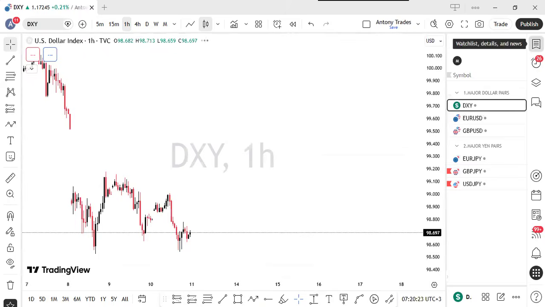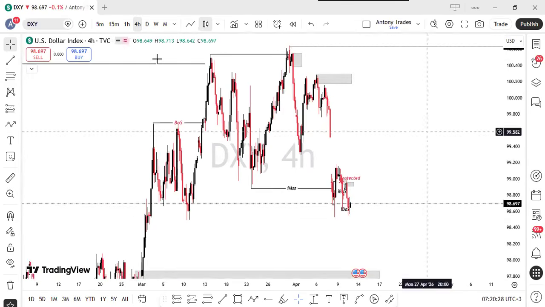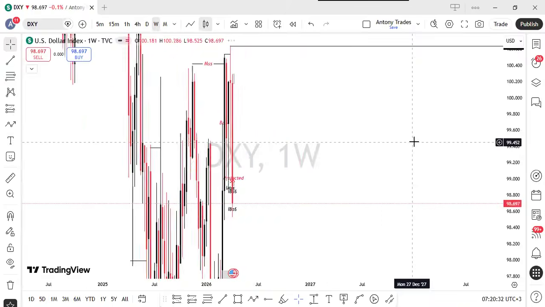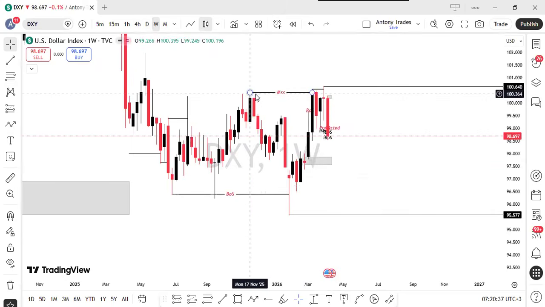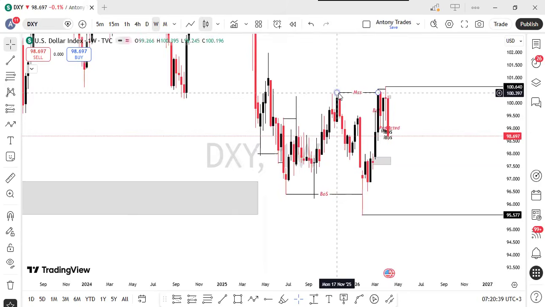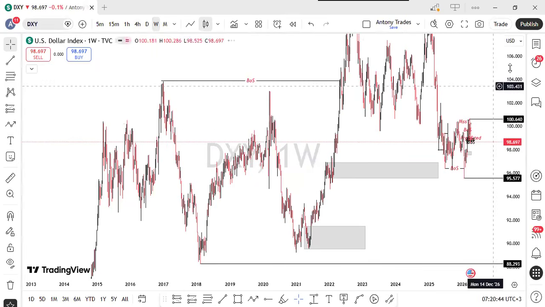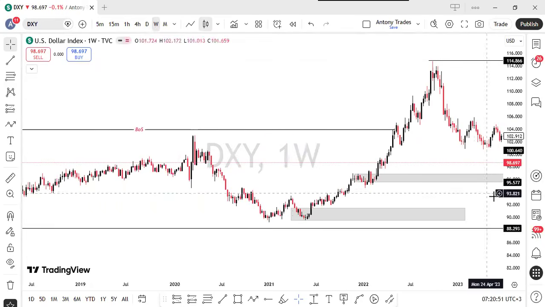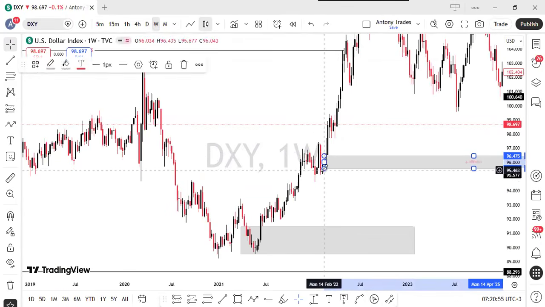If you look at DXY, let's check what the DXY has to say. For the DXY, I'm not going to start from the beginning, but let me just give you a quick review from the weekly time frame. So from the weekly, this is the change of character that we have been talking about. Let me show you how the weekly chart looks. You can see this is the swing. We have this break of structure to the upside, right? So the market reacted from an indecision candle around this area.